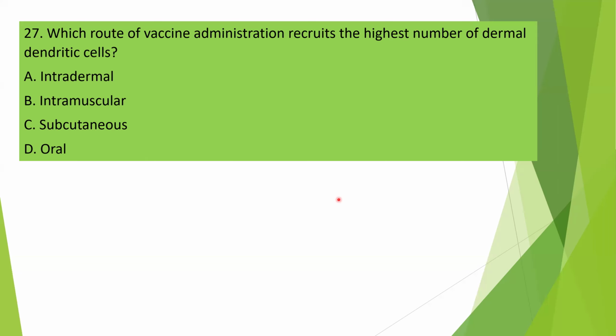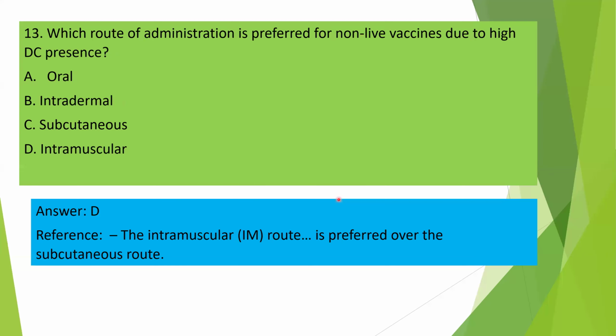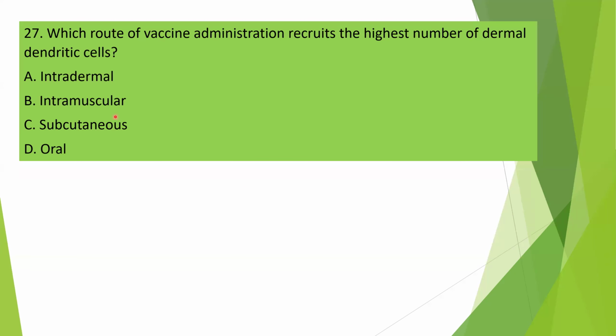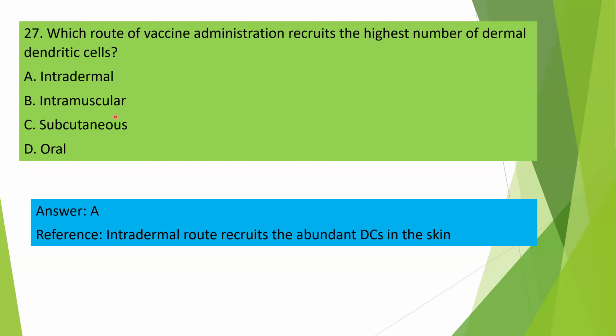Sometimes with MCQs, the right hand doesn't know what the left hand says, and it can be controversial. See, MCQs are the best way of testing, there's no doubt about it. But the problem is it is one way. If the questioner makes a mistake, you cannot ask him back. Last time we said intramuscular is the preferred route over subcutaneous, high DC presence. Here, intradermal is there and he is giving intramuscular. That automatically means it has more dendritic cells than intradermal. The next question: what should be the answer? It should have been intramuscular, but he has given intradermal route, recruits the abundant DCs in the skin.